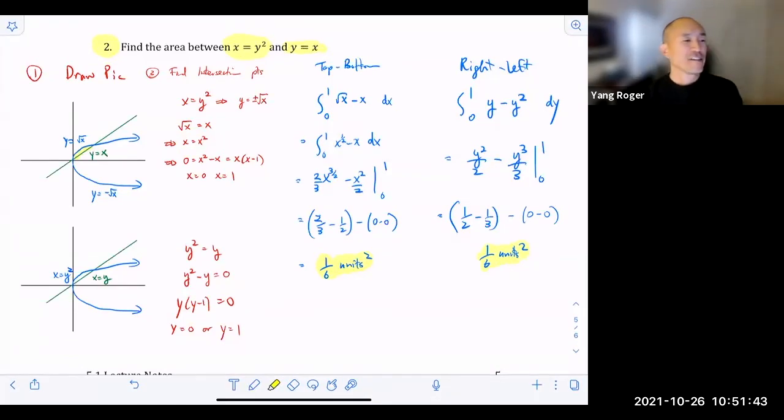So which one do you think is easier, top-bottom or left-right? Any thoughts? Anyone have a preference? It's funny, people privately message me, they like top-bottom better, even though to me, I think left-right is easier. It's less solving. You don't have to work with square roots. You don't have to change to exponential form because it's already in exponential form, but you're used to working with top-bottom. So it seems easier, I think. That's my guess. I don't know. All right, cool.